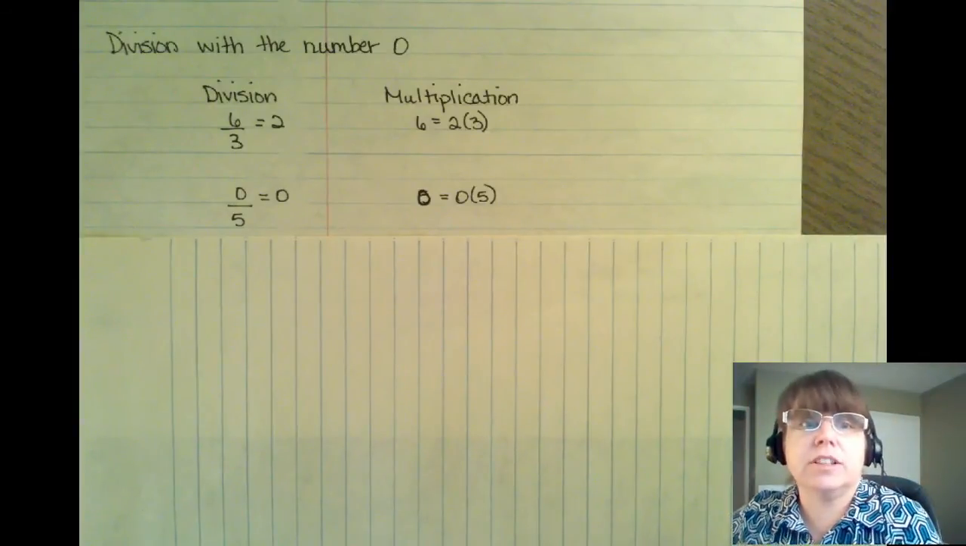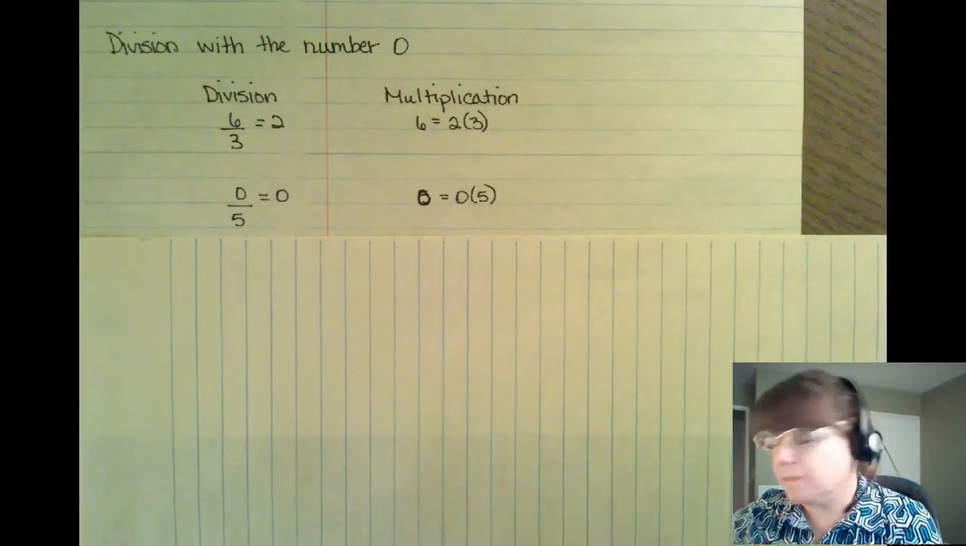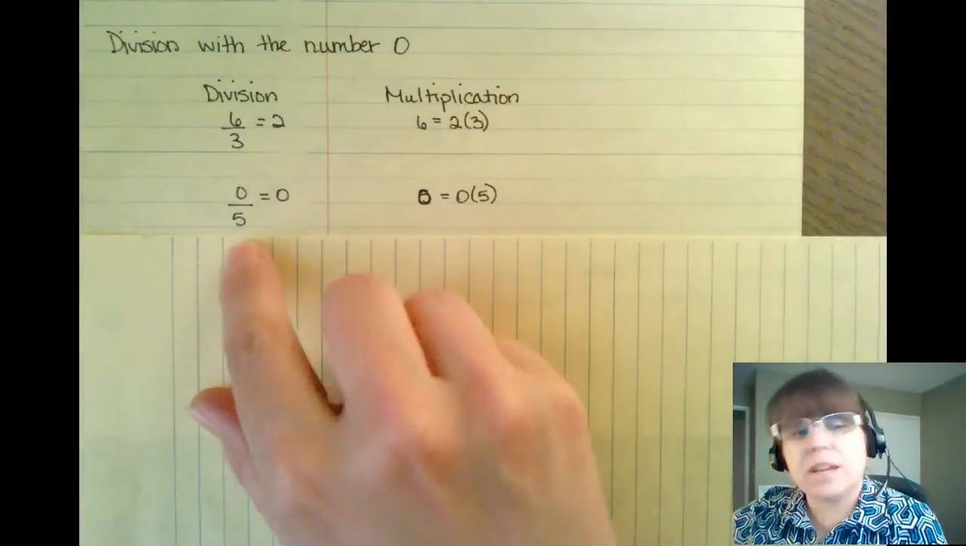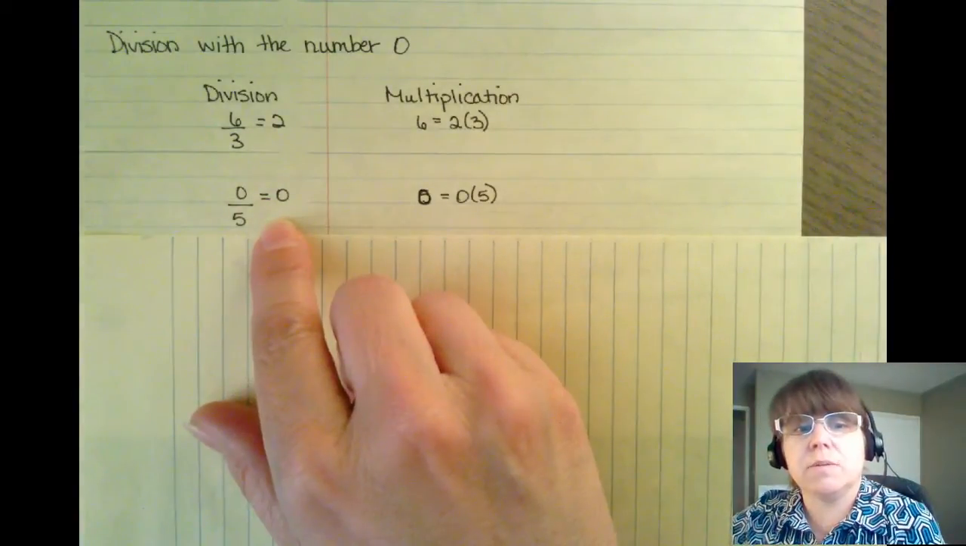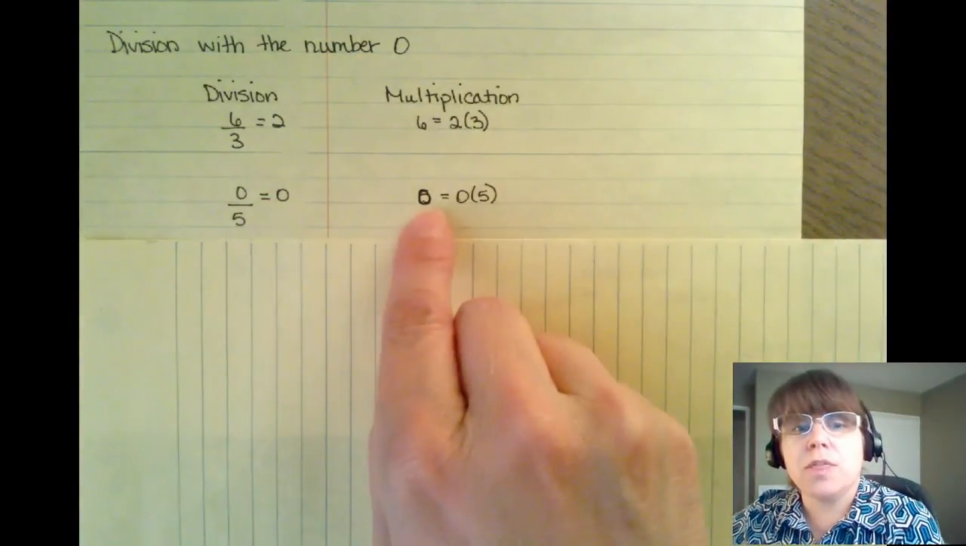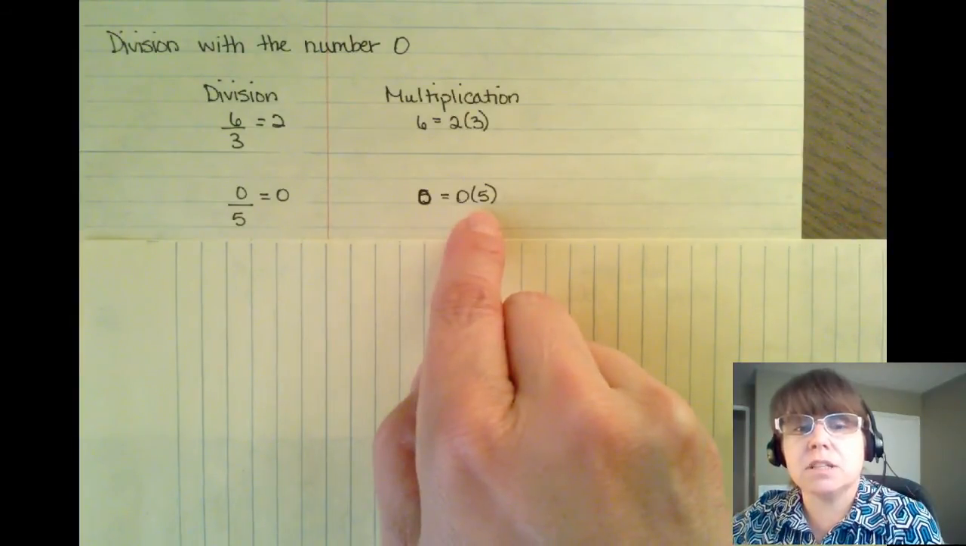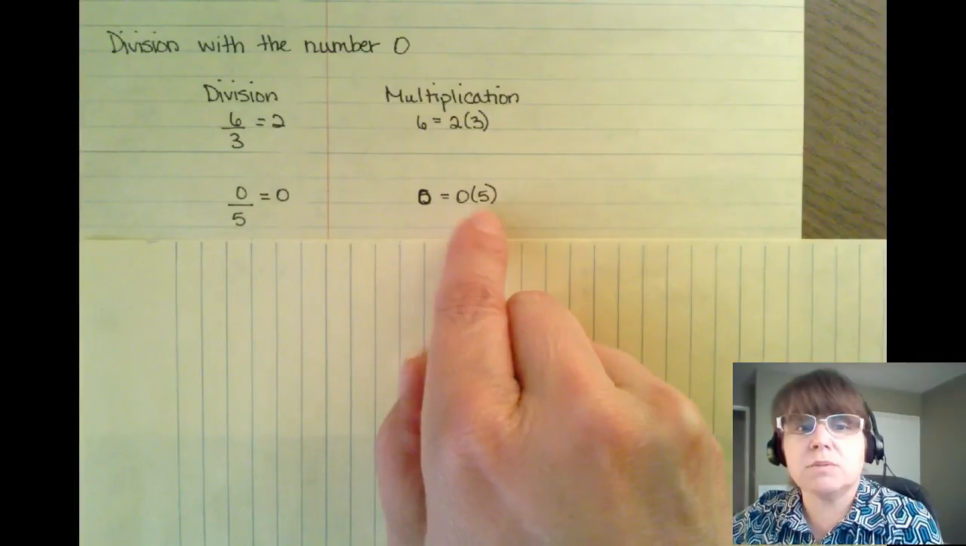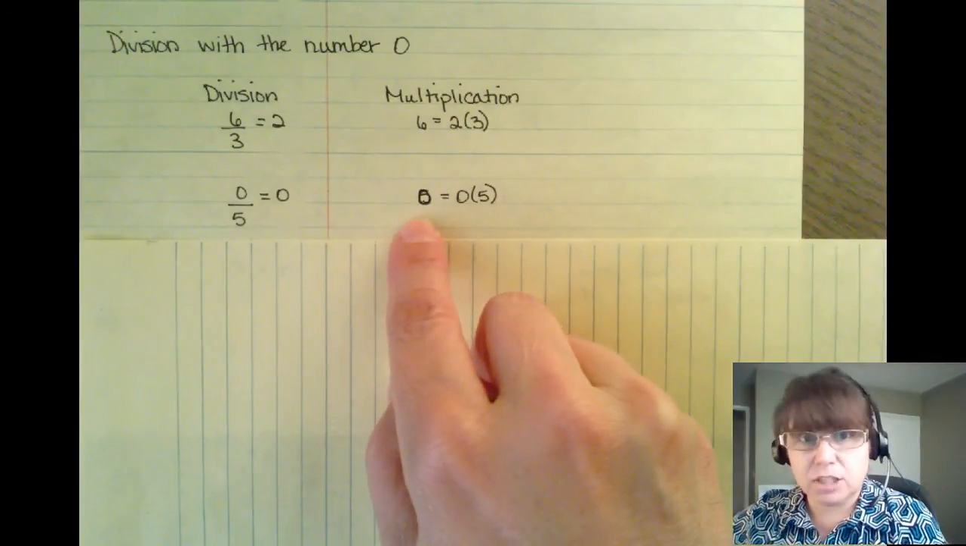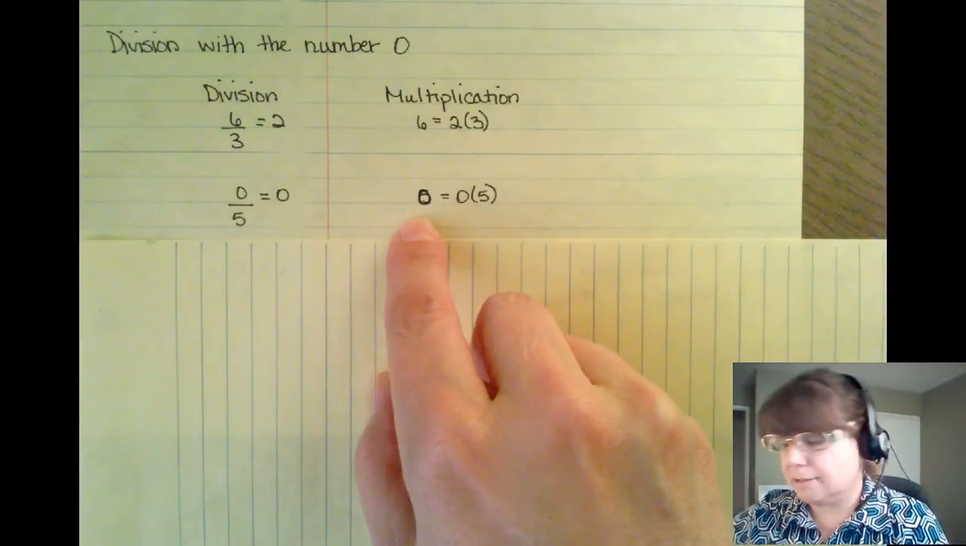Likewise, let's take a look at when the numerator is 0. 0 divided by 5 is 0. Now remember, the numerator equals the result times the denominator. So 0 times 5 is 0. That's legitimate. Anything times 0 is 0.